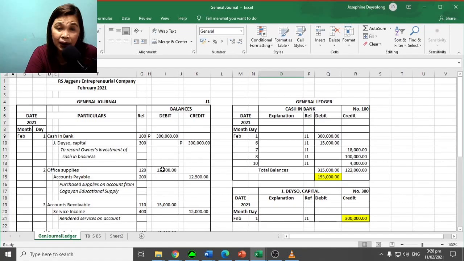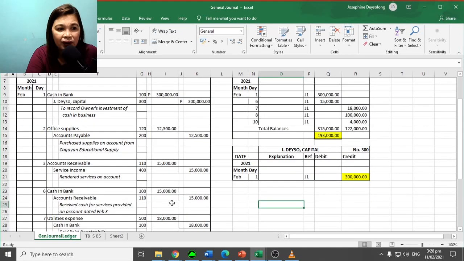So, again, debit is cash, office supplies, 12,500. And my credit here is accounts payable, 12,500. Meaning to say, my debit side should always balance with the credit side. The debit side, which is the one that I received, the value that I received, should be balanced with the one parted with.